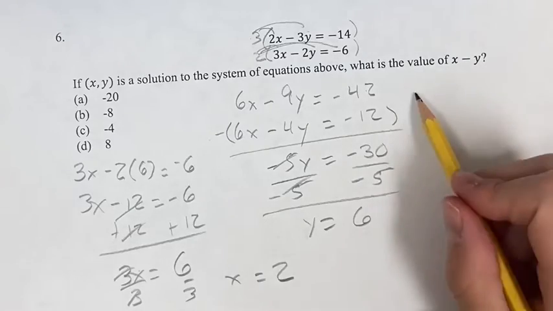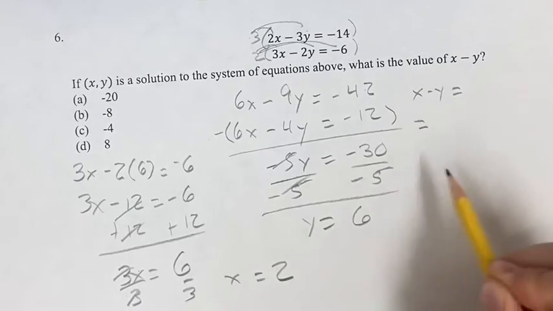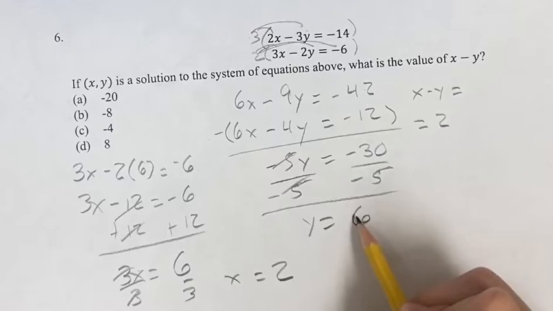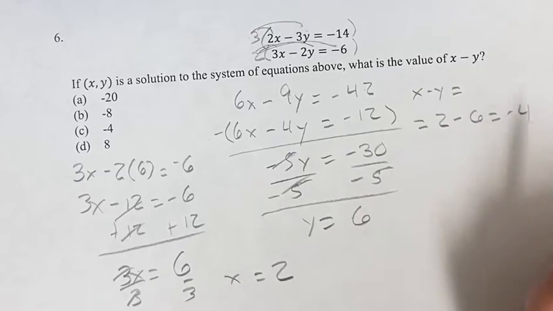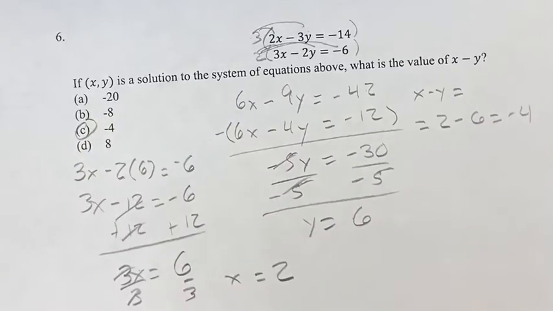So what is the value of x minus y? Well, it's 2 minus 6, which is negative 4. So your final answer is going to be C.